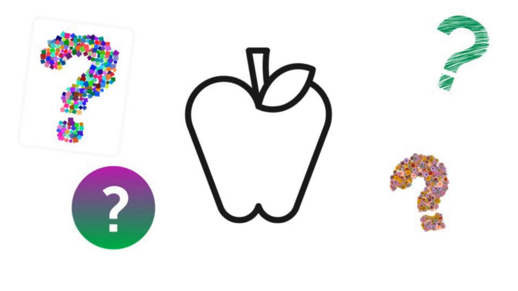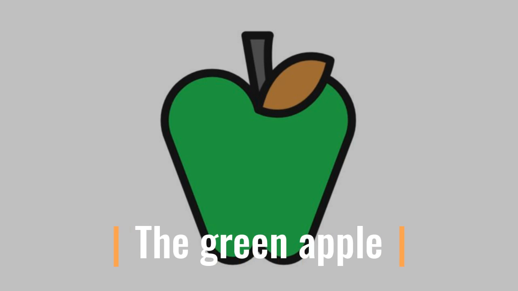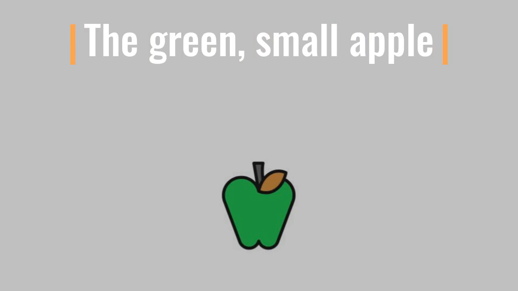We need some words to describe this apple. Otherwise, everyone who watches this video will have a different vision in their head of what it looks like. The green apple. There, that's pretty good. Adding the word small improves the noun even more. The green, small apple. Now my reader will have a good picture in their head of what the apple really looks like.